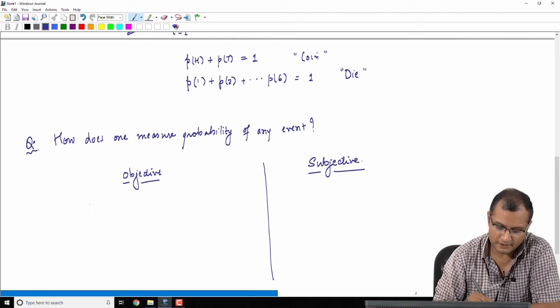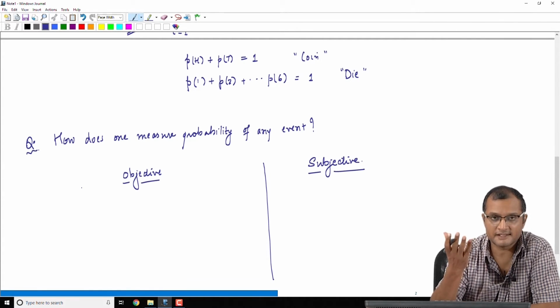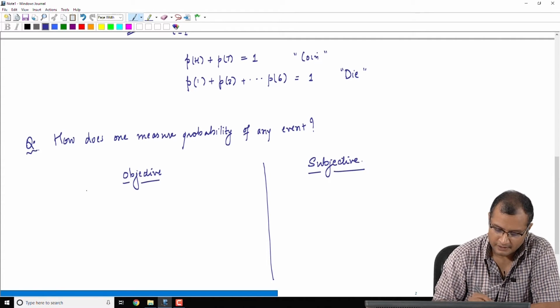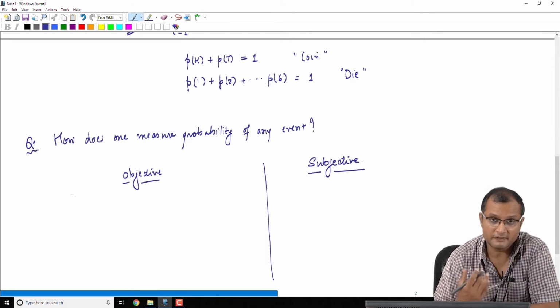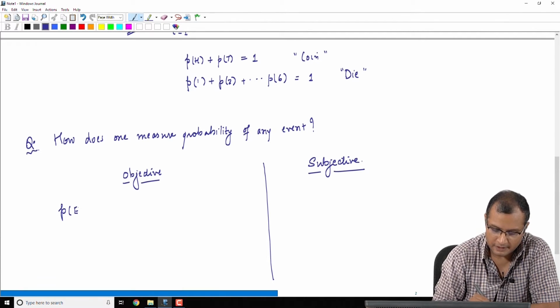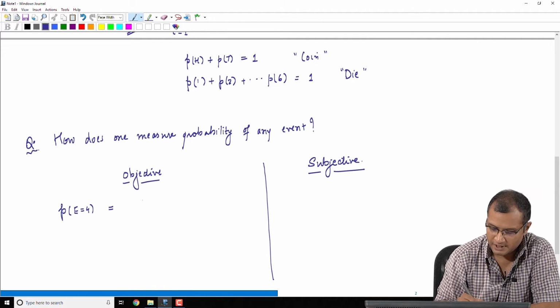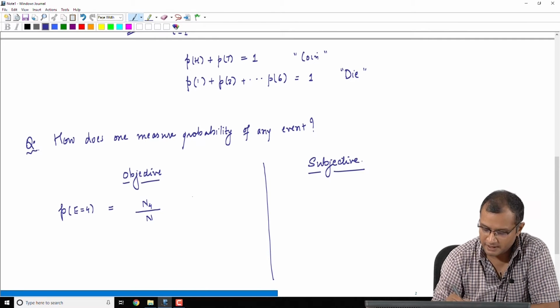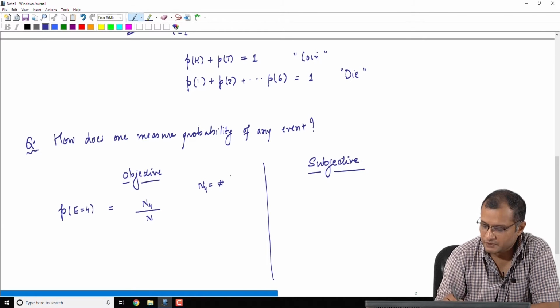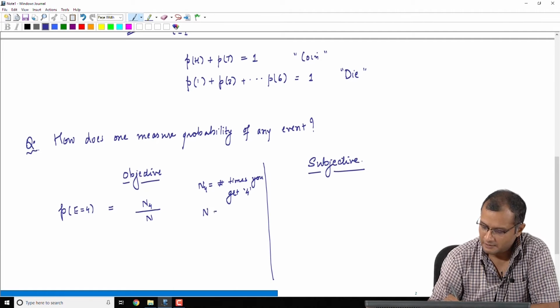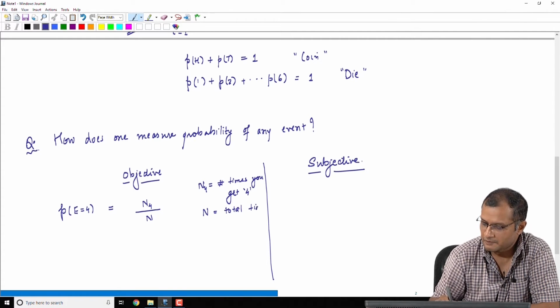Okay. So, suppose you take the example of the dice, a 6-faced die, and suppose you ask me what is the probability of getting an outcome, let us say 4, in a die which has 6 faces. Well, I would say you toss the die n number of times, and count how many times you get 4. So, n4 being the number of times you get the face 4, and n being the total number of times you have tossed your die.